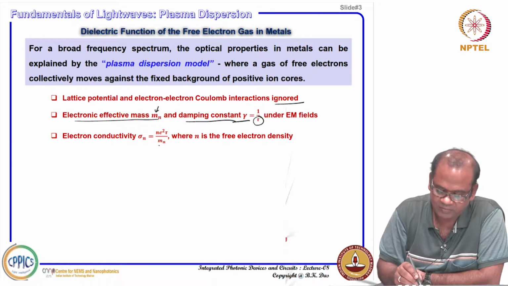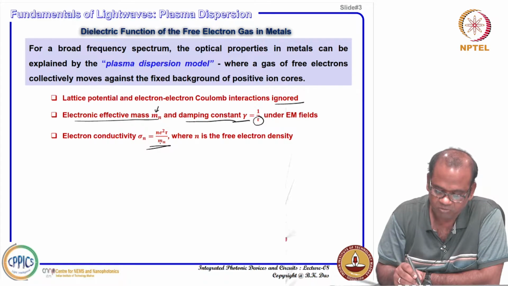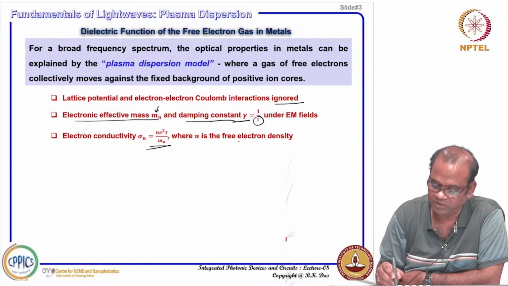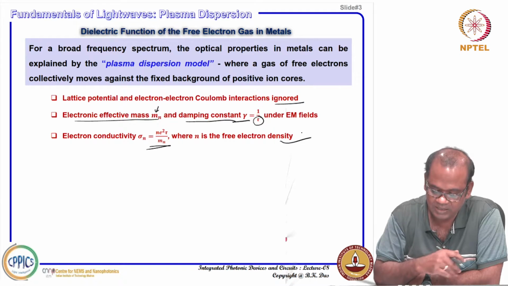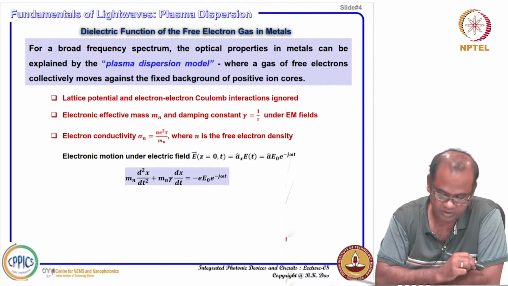And the electron conductivity we have explained earlier. Instead of n q square tau by m, we are just using the effective mass. N is the free electron density. This we have learnt earlier, and I have just borrowed this conductivity directly from there.